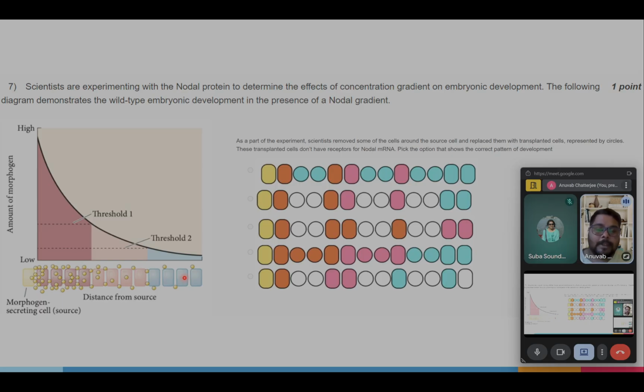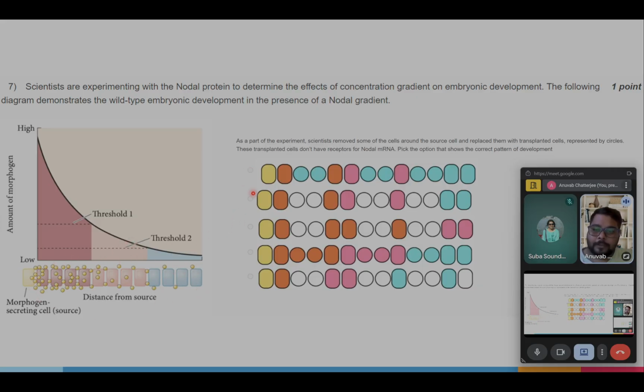Now these people were doing a control experiment in which scientists removed some of the cells around the source cell and transplanted other cells which are represented by circles. So these circular cells right here. Importantly, these circular cells do not have a receptor for nodal, so they will not respond to nodal at all. Now the question is, what happens to the pattern when I insert circular cells which do not respond to nodal in the middle of all of this?